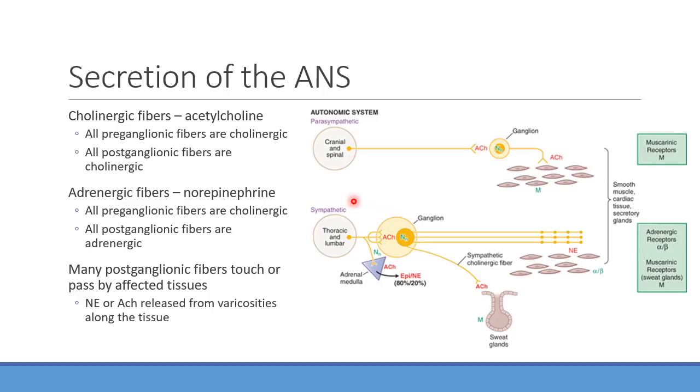Okay, versus when you have the sympathetic fibers here, you're going to see that they travel from thoracic and lumbar spinal areas onto these ganglia, which are again pretty proximal to the spinal cord itself. And then you have those neurons traveling over to the actual target organs.